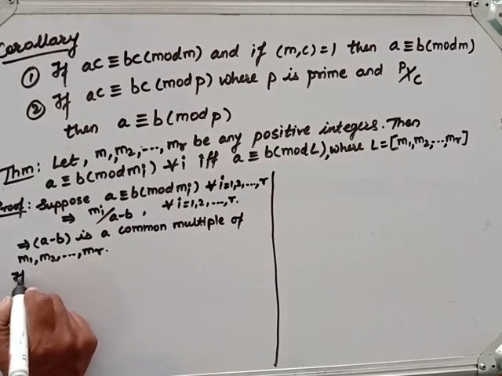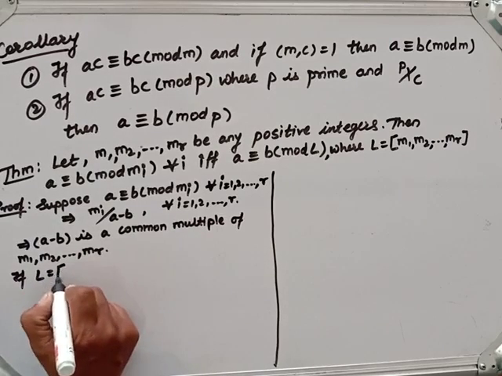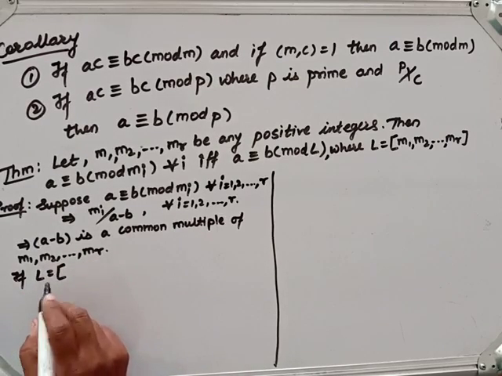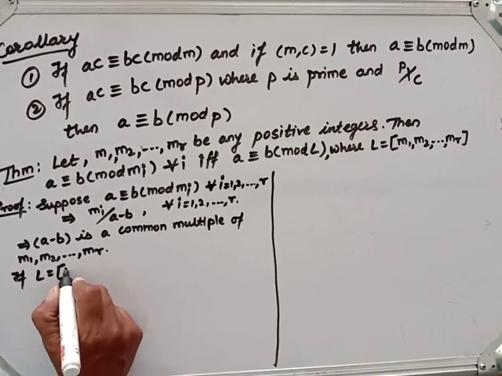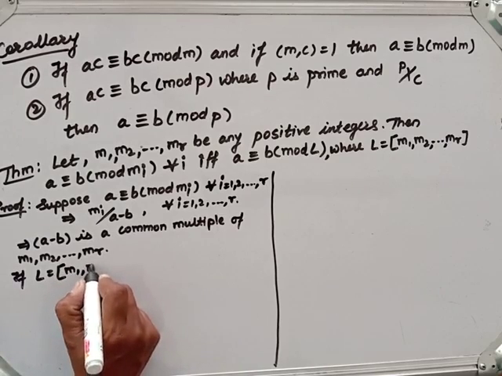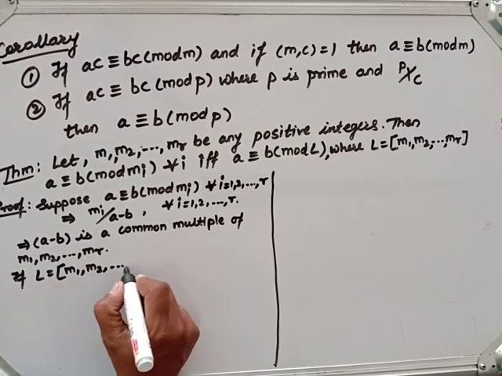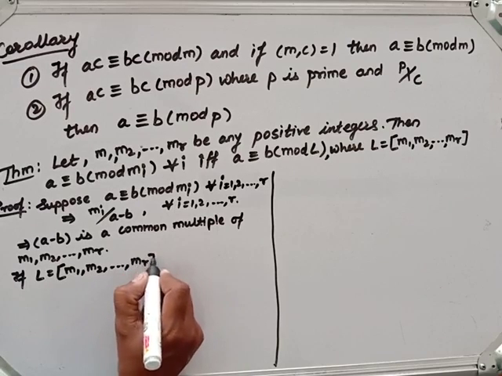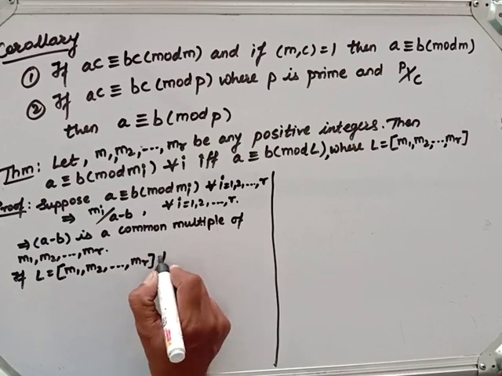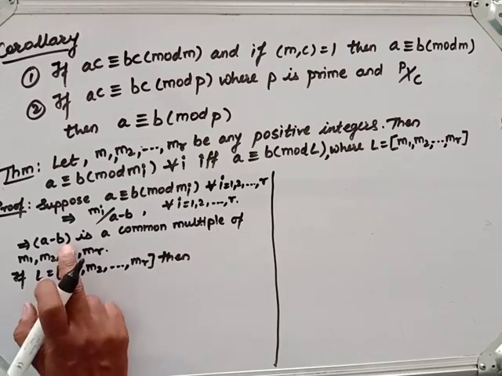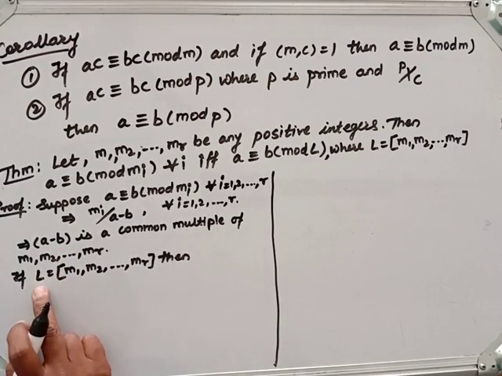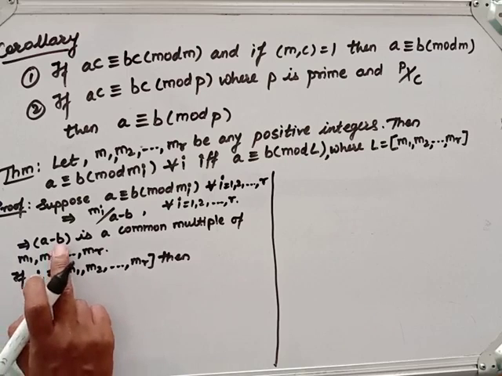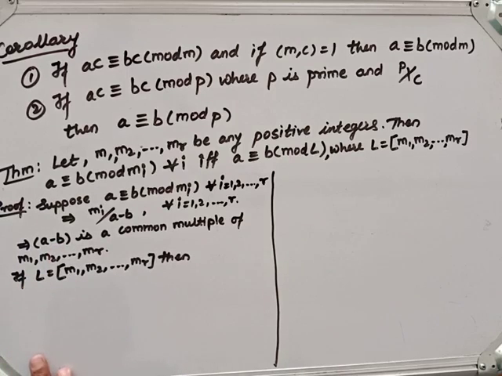Now, if L will be the least among these, or the least common multiple of these mi's, then if this is the common multiple, L being the least common multiple, then this L must divide this common multiple.